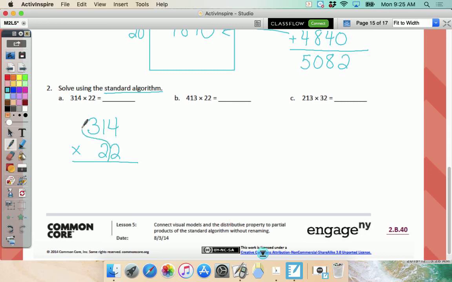Mark, and really this is the ones place. We're multiplying times the ones place here, okay? So go ahead and multiply 4 times 2, 1 times 2, and 3 times 2, and then I'm going to pull a stick. When your pencil's down, I'll know that I can pull a stick.